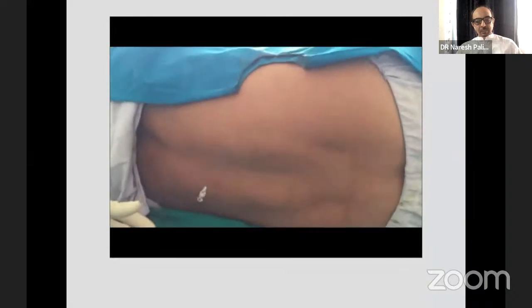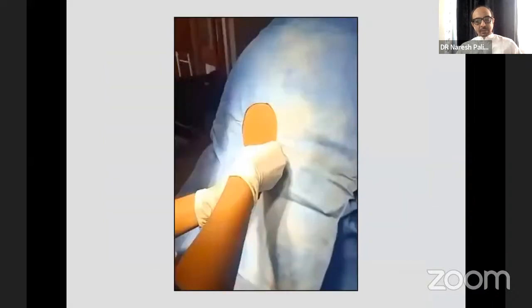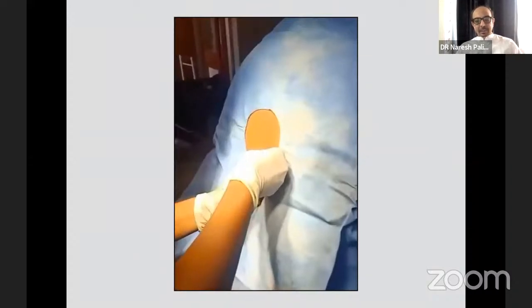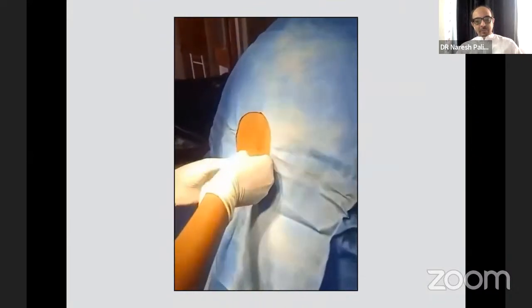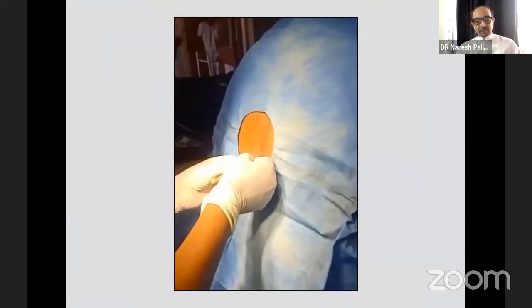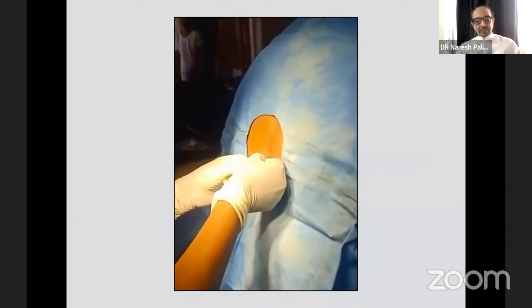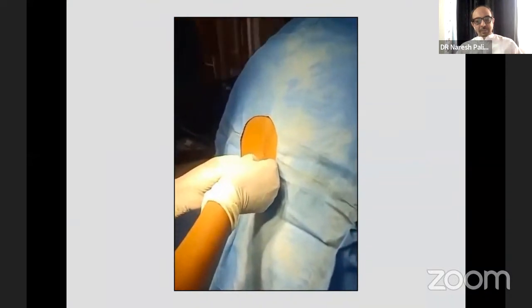I'll just go quickly through this. This is our third-year resident giving segmental spinal. We did a pre-procedural ultrasound scan, located the space and the direction, and then asked her to give it. This was an obese patient, more than 100 kgs, for umbilical hernia. And she is going gently, bit by bit.